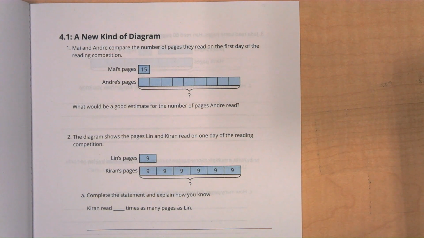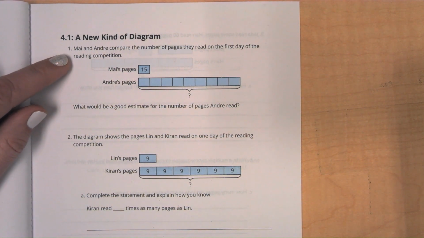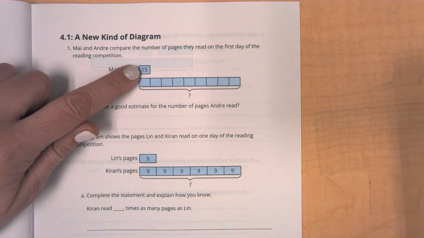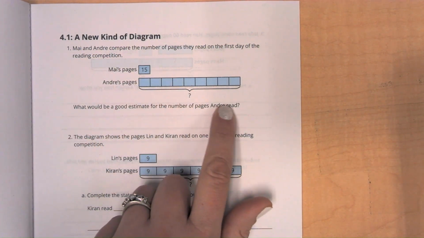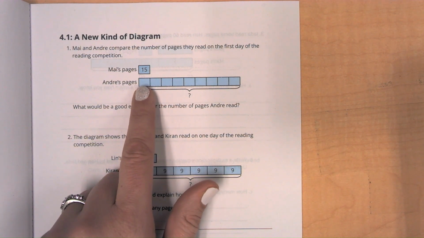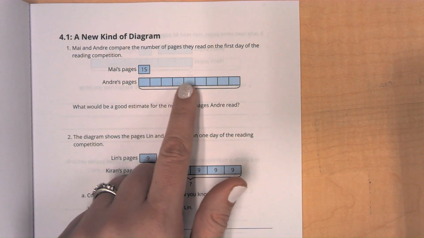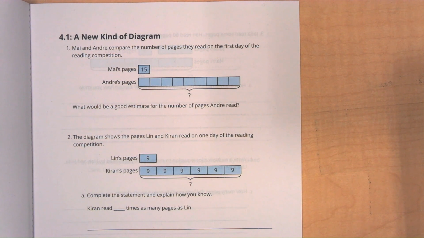The second thing that we're going to discuss when we're talking about multiplicative comparisons, I'm on page 17 in my workbook, is how to use multiplicative comparisons with multiplication and division. And so it can go both ways. Let's look over number 1 here. Mai and Andre compare the number of pages they read on the first day of the reading competition. So Mai has 15, and the diagram that we see here shows that Andre has 1, 2, 3, 4, 5, 6, 7, 8, 9 groups of 15.